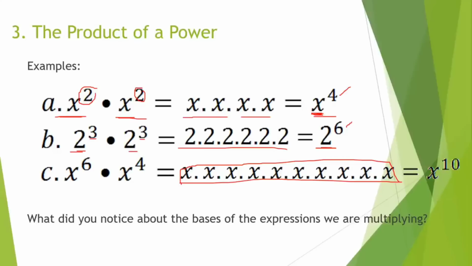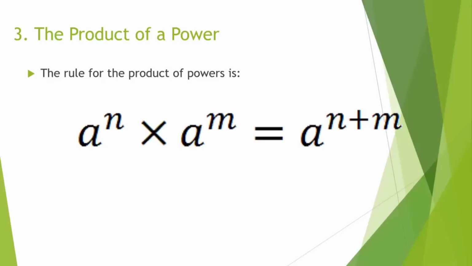And for example C, our base is x. And we add 6 plus 4, which is equal to 10. So that is the product of a power. If we are multiplying terms which have the same bases, we simply copy the base and add their exponents. So here is the general rule. a raised to n times a raised to m is equal to a raised to n plus m.